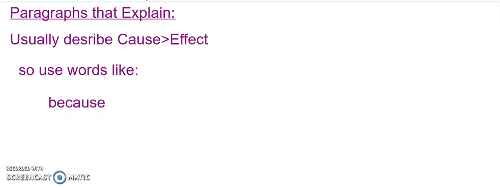Then we have paragraphs that explain. This usually describes cause and effect relationships. So when you write these, you're going to use words like because, so, since, if, or then, okay? So a lot of your sentences will be complex. They will use these words that show that something leads to another effect because you're explaining why something happened.